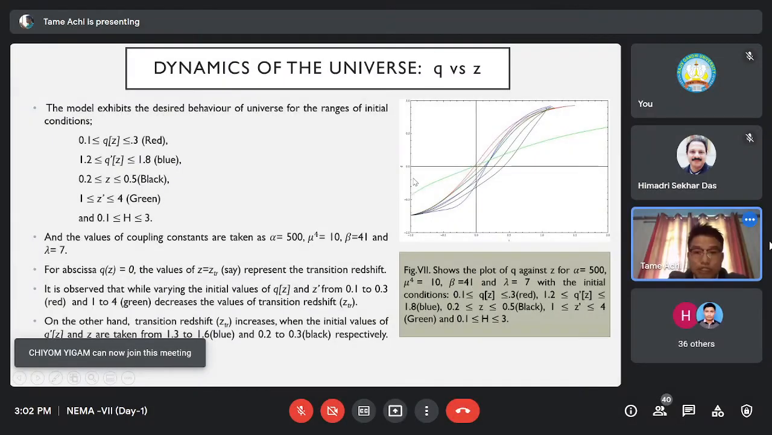Since this is Q versus Z, again we can see that the universe has undergone a transition from deceleration to acceleration, which is very anatomical from the universe. Then all those values of Z that are intersecting.